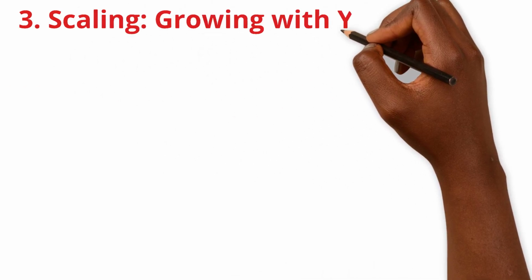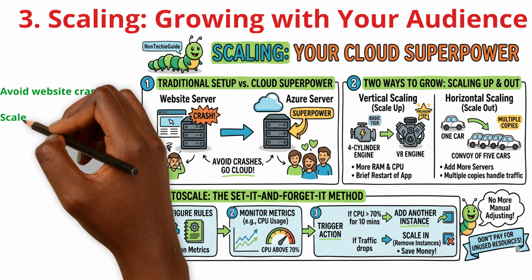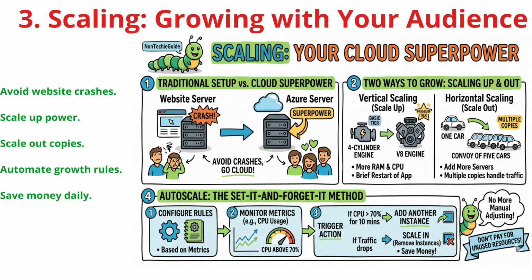In the old days of tech, a surge in website traffic was a nightmare. It usually meant your server would crash and burn. But in Azure, you have the superpower of scaling to keep your site alive and well. There are 2 main ways to grow. First, there's vertical scaling, or scaling up. Think of this as swapping out a weak 4-cylinder engine for a powerful V8. You move to a higher tier to get more RAM and CPU instantly.